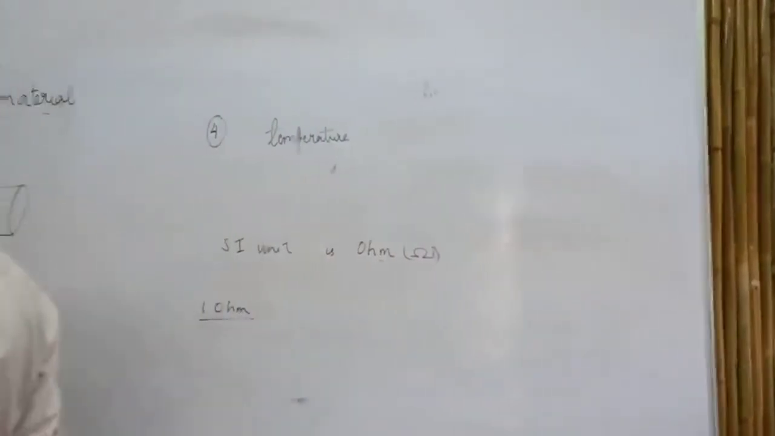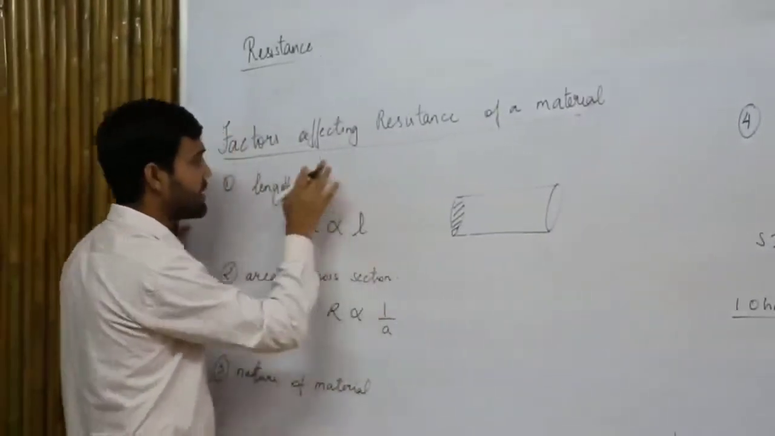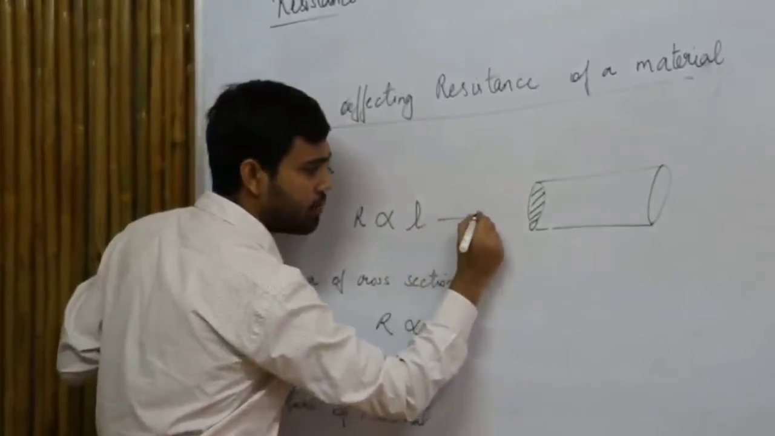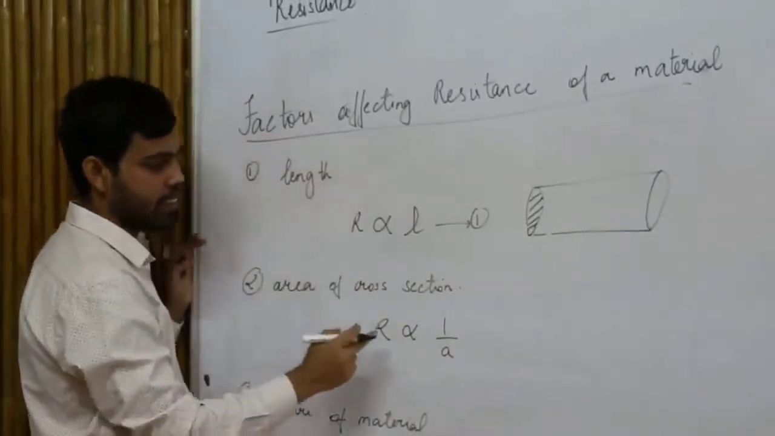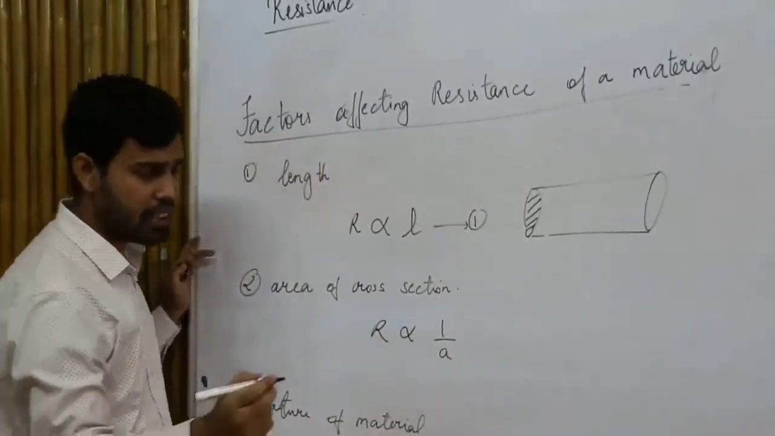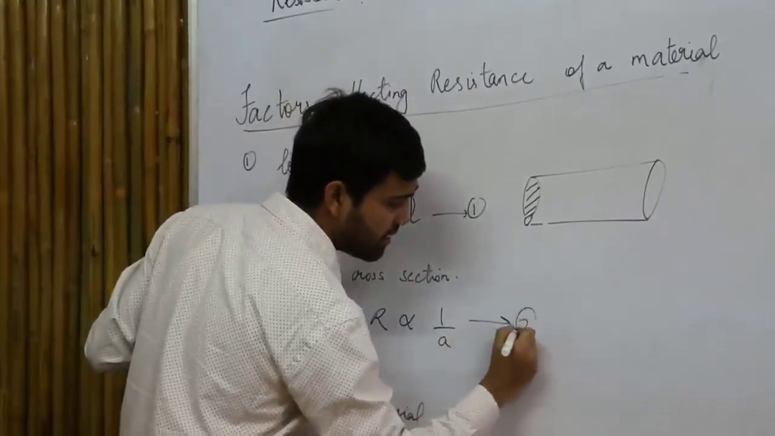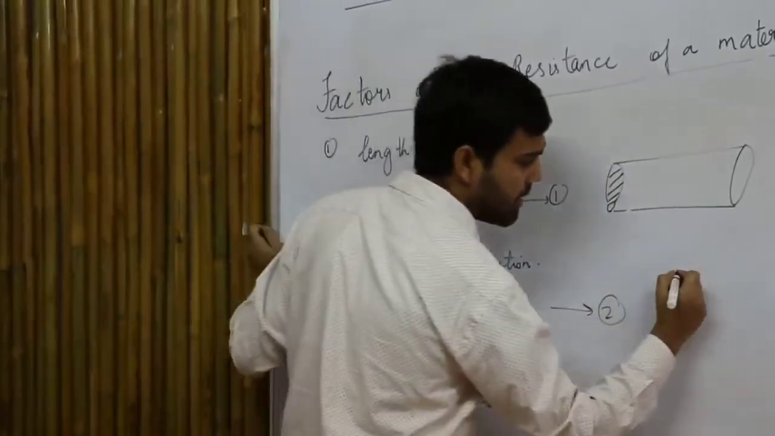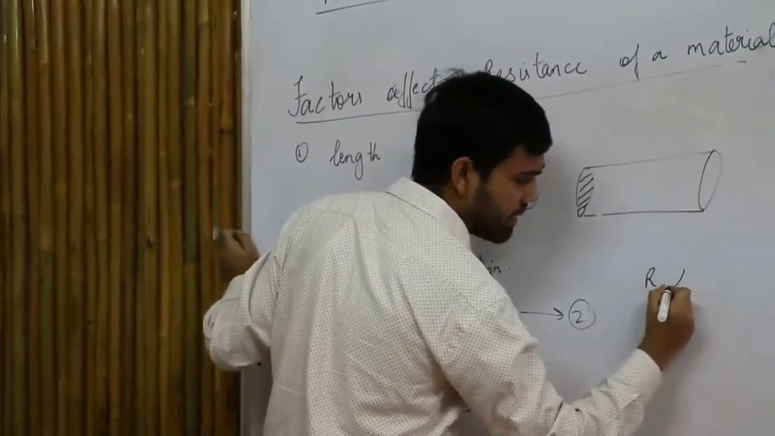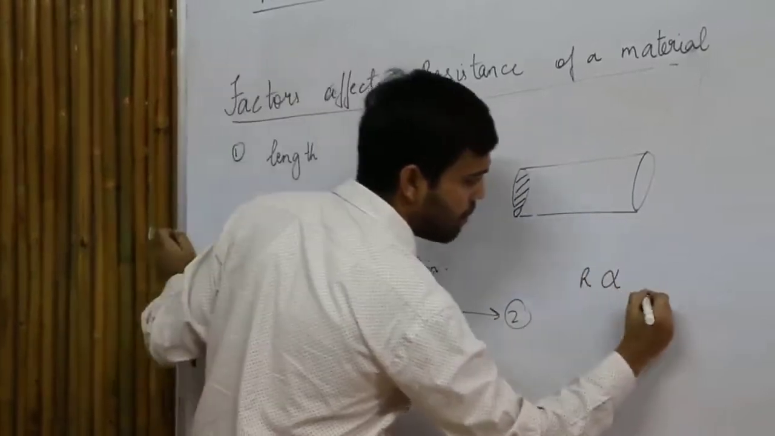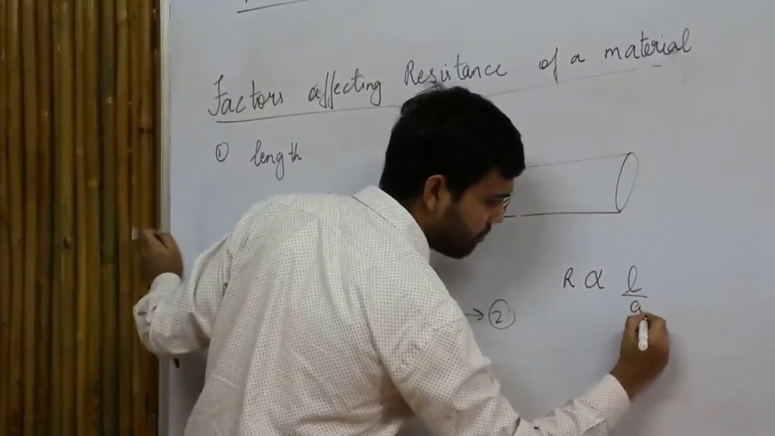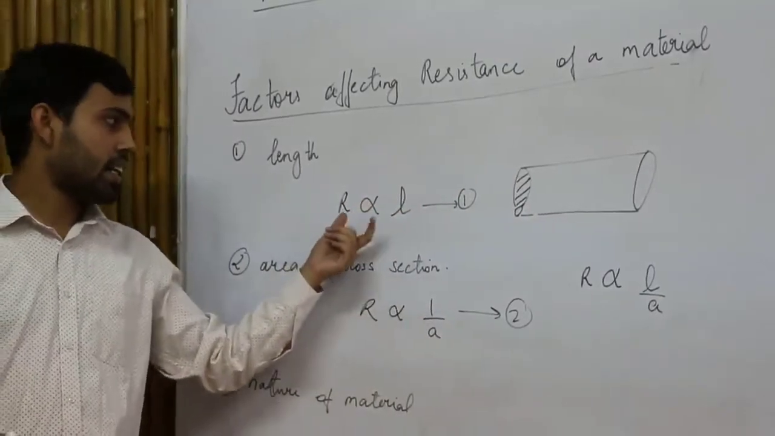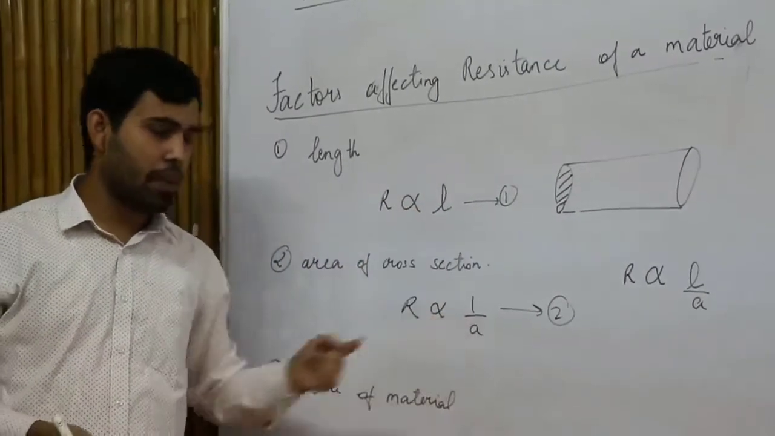Now, these two factors which affect the resistance of a material: the first is the length, which is directly proportional, and the second is the area, which is inversely proportional. So I am taking these two equations and combining them. So what am I getting? When I combine equation 1 and equation 2, I have R is directly proportional to L by A.